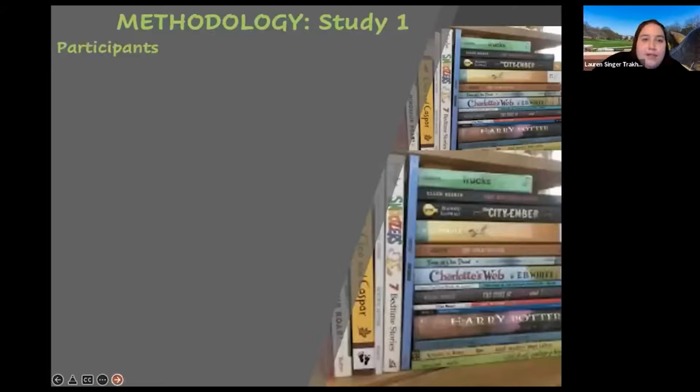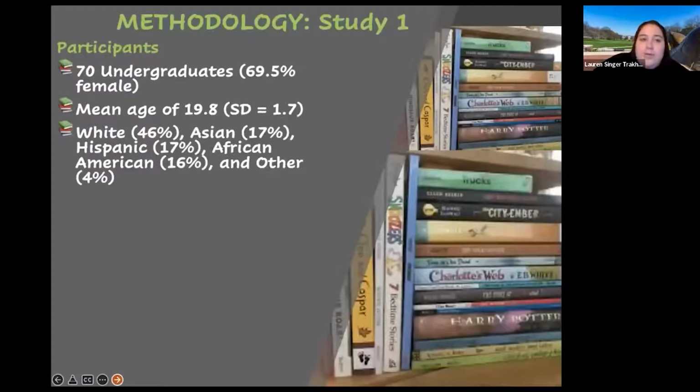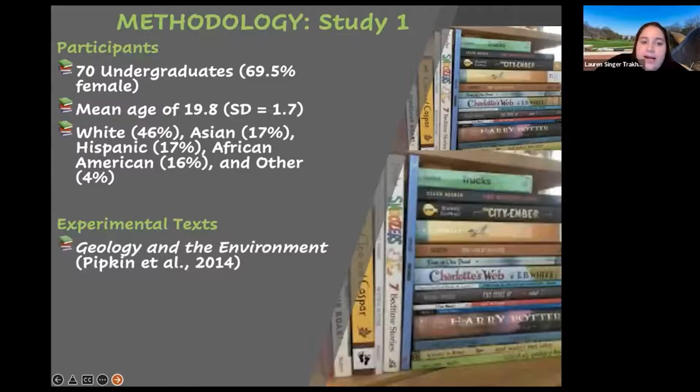So our methods, once again, our participants, we had about 70 undergraduates. Overall, the demographics were pretty representative of the population we were pulling from. And again, they read from a geology textbook on our favorite topic, soil and weather.